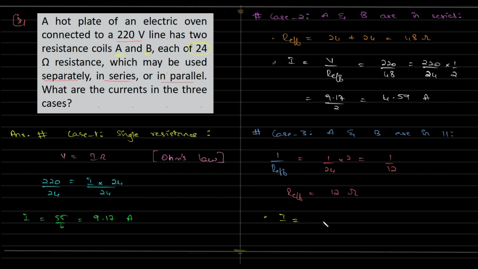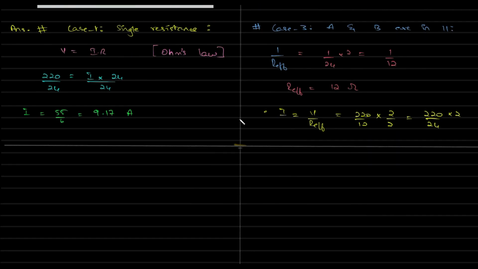So the current is V by R effective again. So 220 by 12. But we know 220 by 24. So how do you relate this? To help with that, we'll multiply and divide by 2. So 220 by 24 into 2. So I is equal to 9.17 into 2, which is 18.34 amp. So this is your answer.